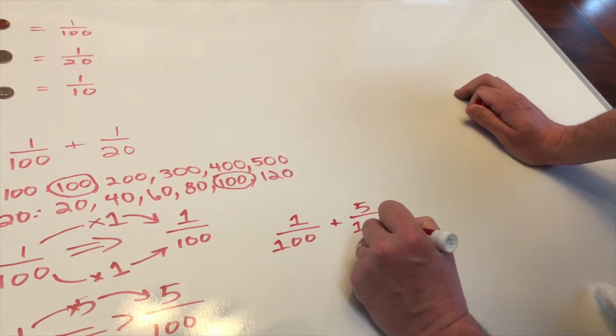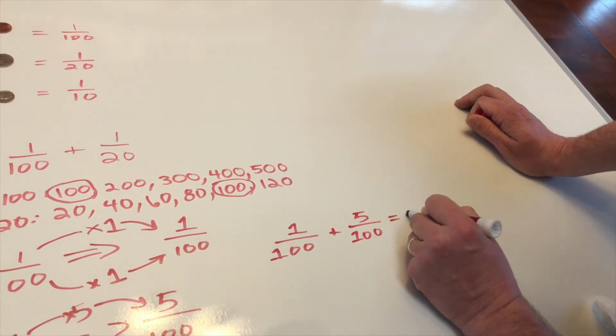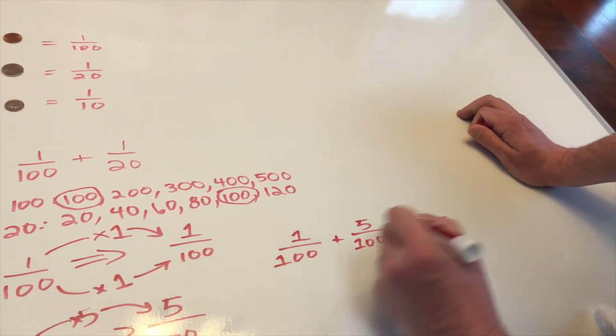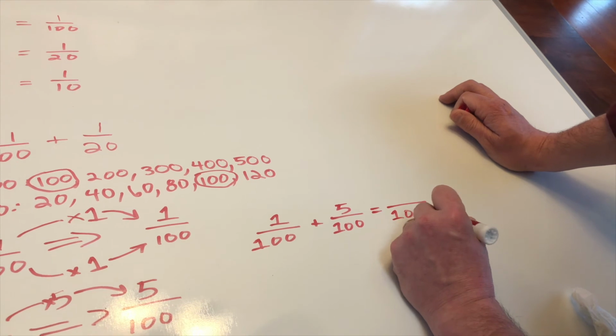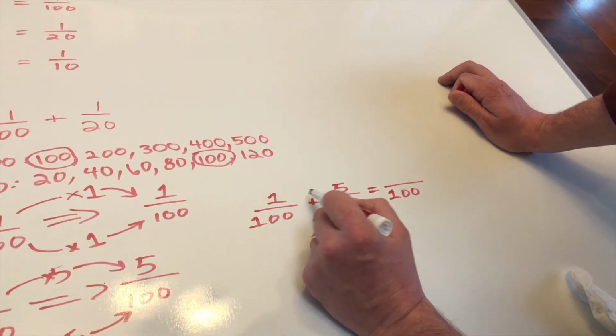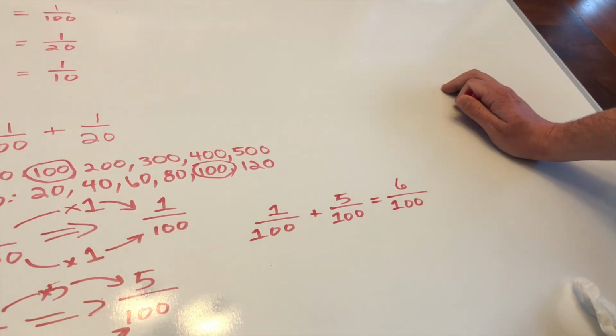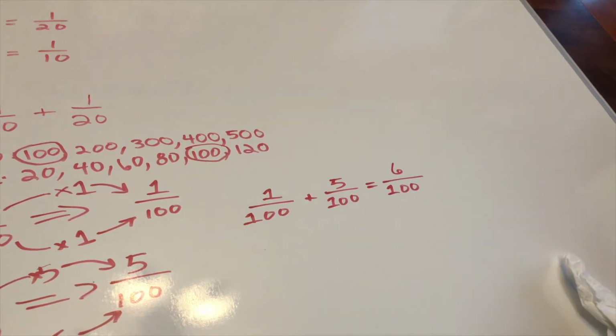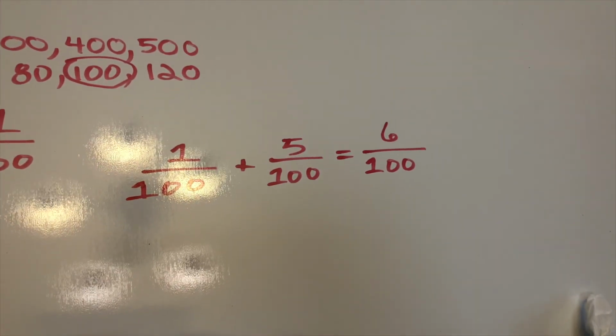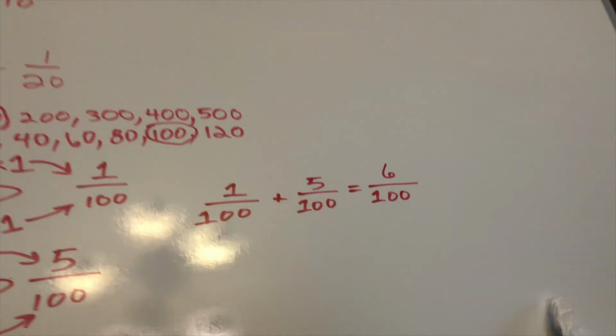And now that this is the case, we can add them. We know the denominator is going to stay the same. Obviously, it always will when you're adding fractions. And then we're going to add the numerators. 1 plus 5 equals 6. So just like we said earlier, a nickel plus a penny is 6 cents. And we've proved it mathematically.